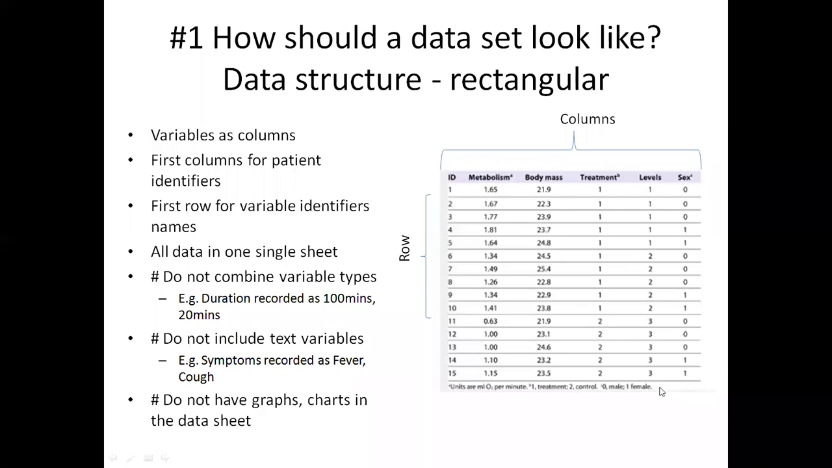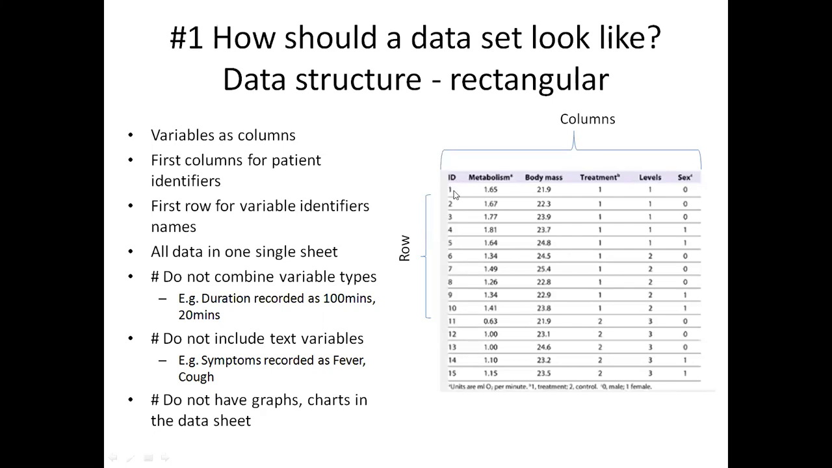What you have to note is that the first row is meant for the variable names, and the first column in the data set is meant for the identifiers, right? So the first row and the first column are kind of exclusively meant for identifiers.